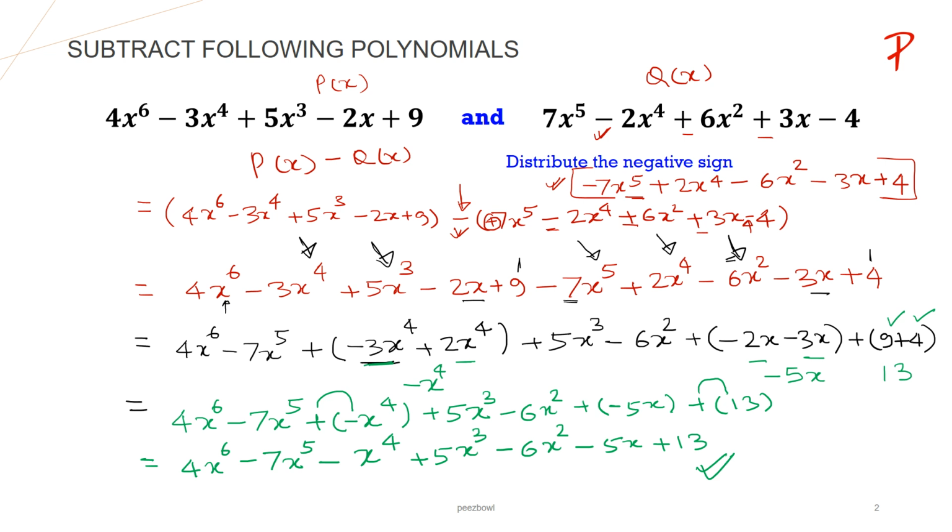Okay, hope you understood this concept. In my next video, I will bring more such examples, more difficult examples, so that your concept of subtracting two polynomials will become easier, right?